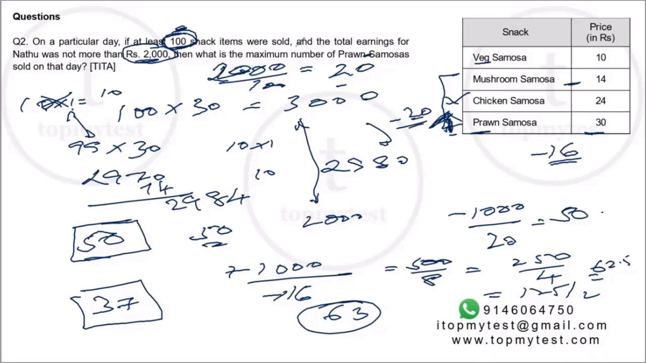Right? But I need to maximize the number, so I'll replace it with veg. Why? Because it reduces the total amount faster compared to mushroom samosa. So I'll replace with the veg samosa. I'll have fewer replacements and a quicker fall to the desired 2000 items. By the way, the answer here, the maximum number of prawn samosas, will be 50.